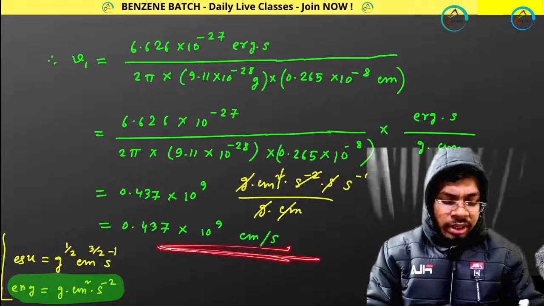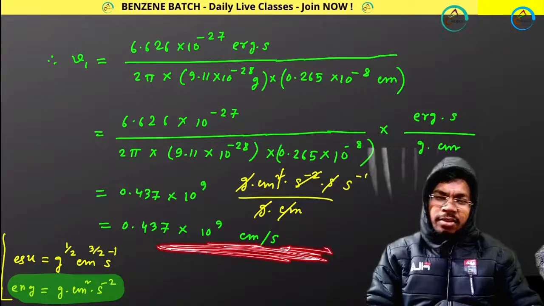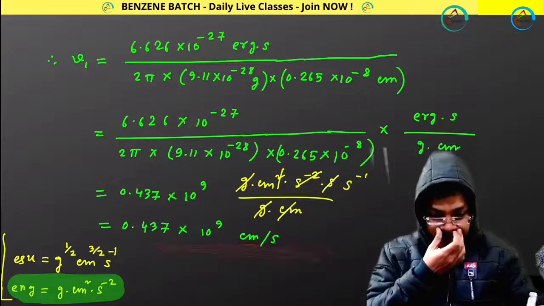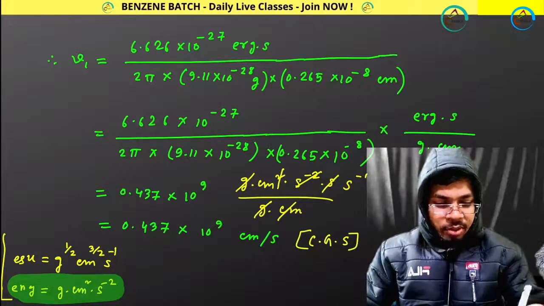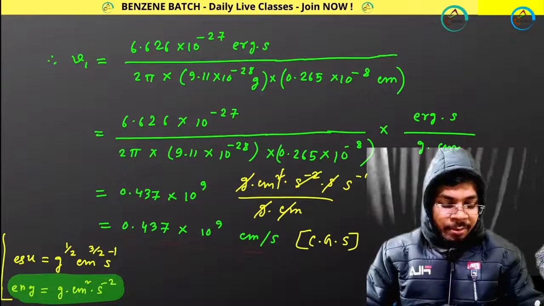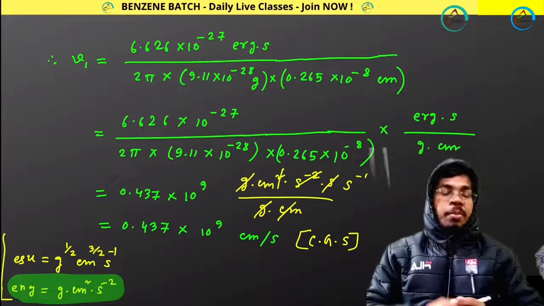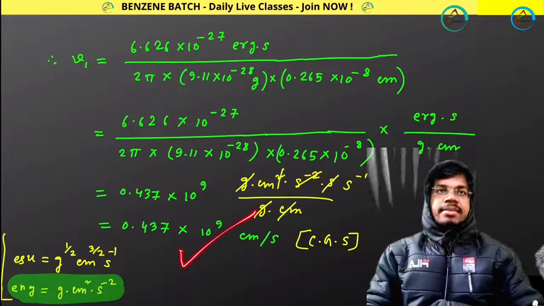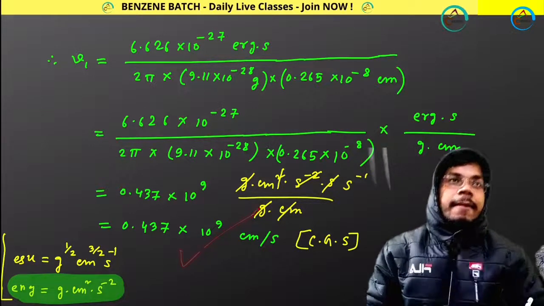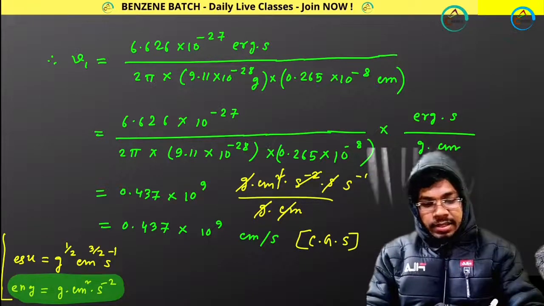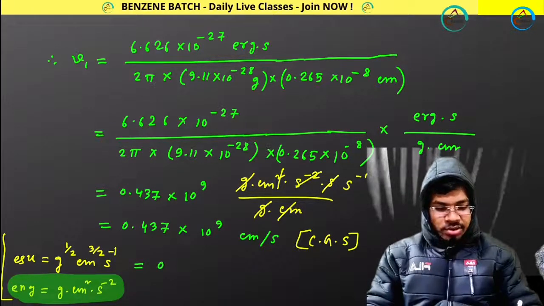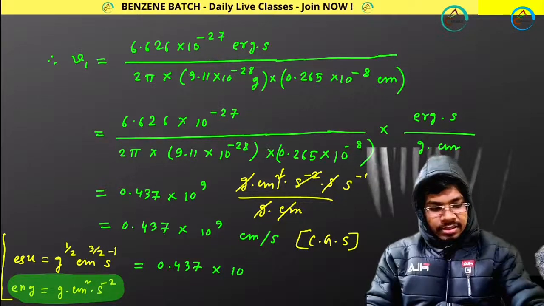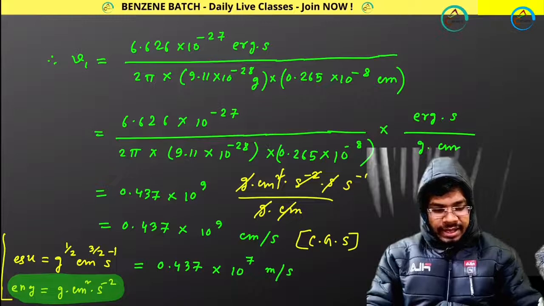So once you get your CGS value, you can easily get your SI value. Yes, it's quite easy. So this value is in CGS. Can you write in the comment box what will be the value, by looking at this value, in meter per second? Yes, this answer is 100% correct. So he is saying, what will be the value in SI unit? It's quite easy. 0.437 multiplied by 10 to the power 7 meter per second. Yes, good job.